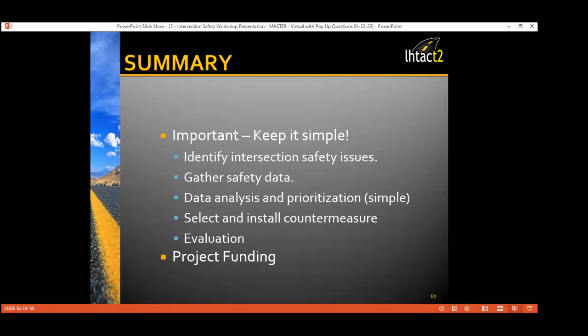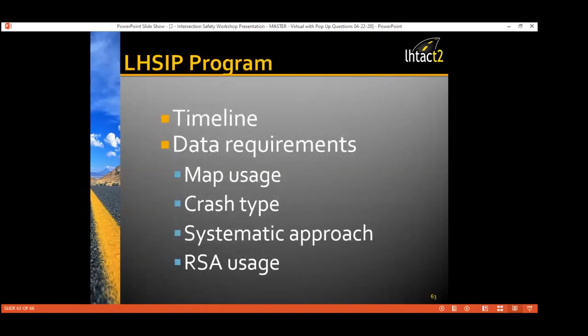Just identify those issues, gather that data, do some very simple analysis, put in the countermeasure solution that kind of matches or aligns, or come up with something custom, and then go back and evaluate it. And so you have an opportunity to get funding to do all this and to keep funding going. So we'll finish on talking just real briefly about the local highway safety improvement program.